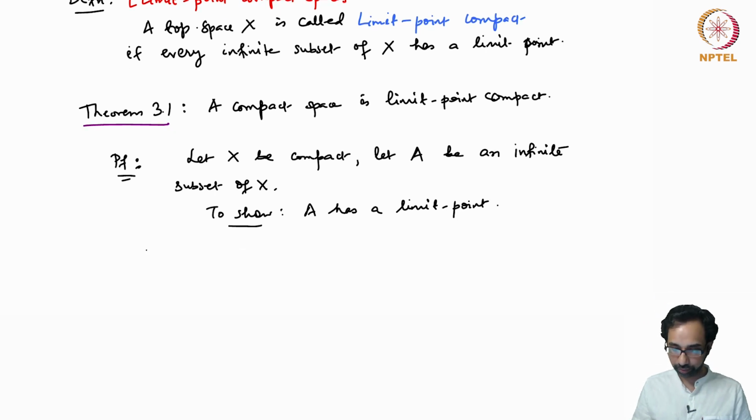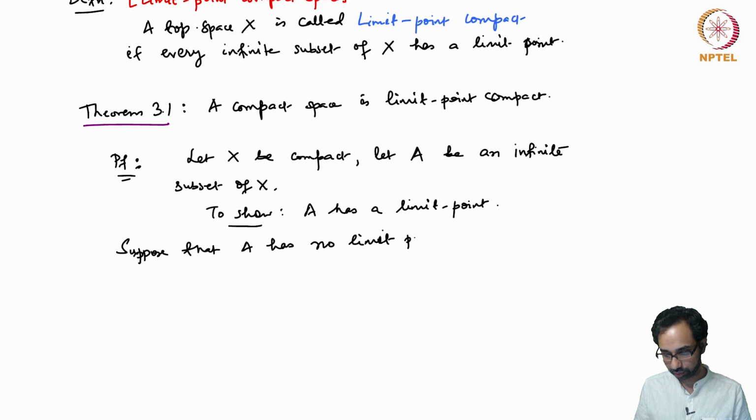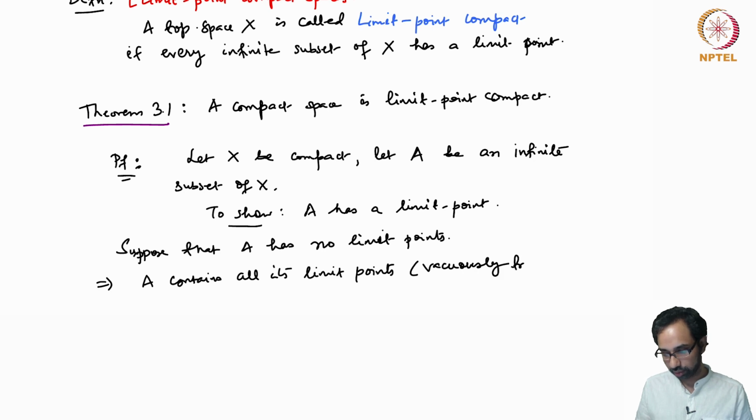Now we argue by contradiction again. Suppose that A has no limit points. Then this means that A contains all its limit points vacuously, and this statement is vacuously true since A has no limit points. And this is the same as saying that A is a closed set.